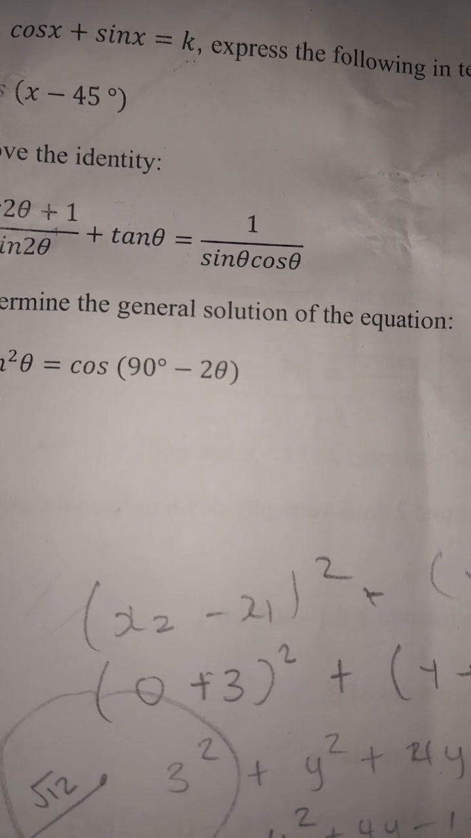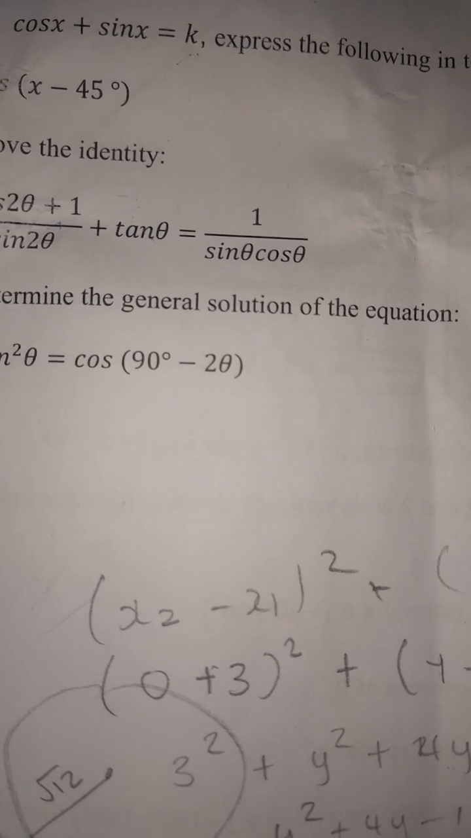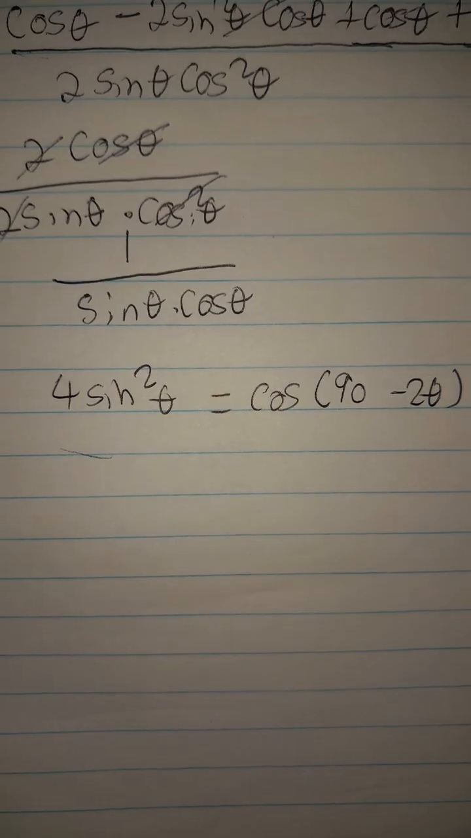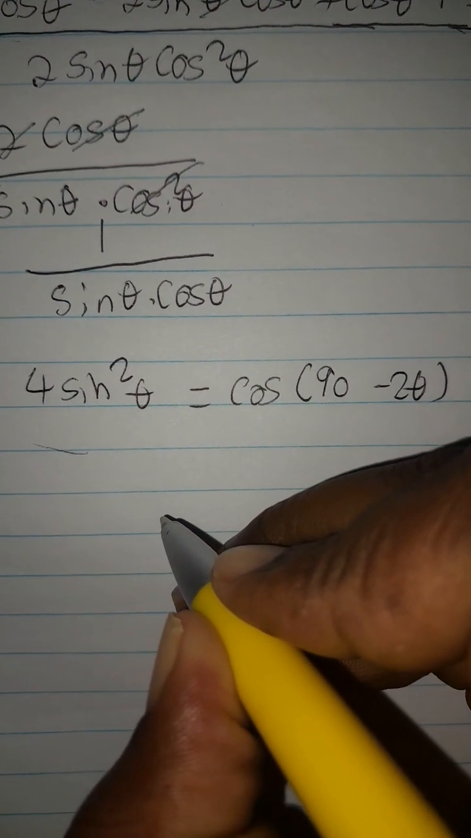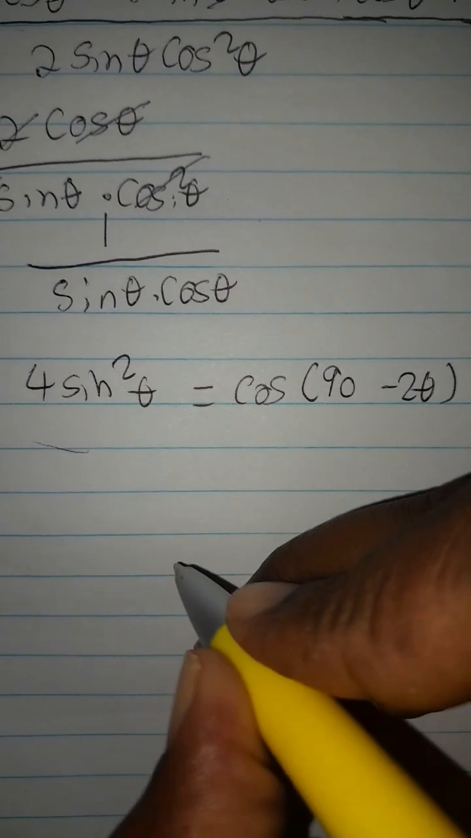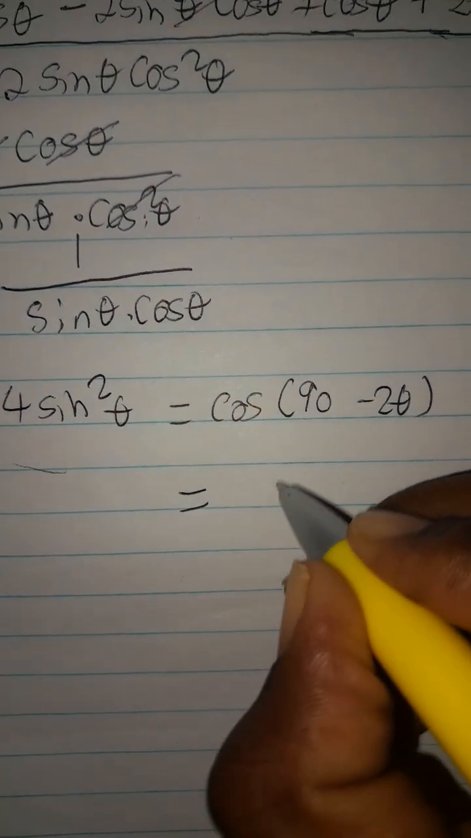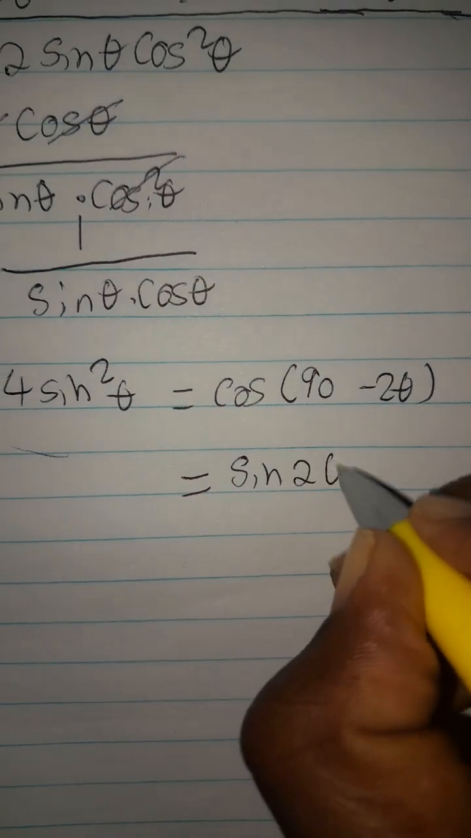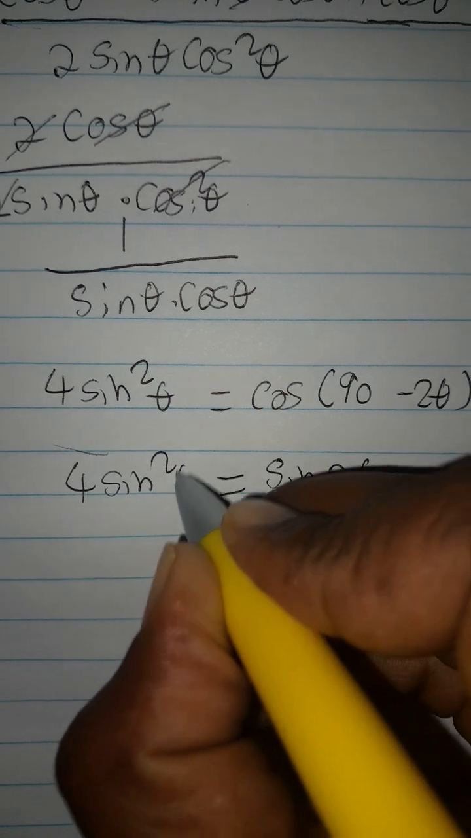Remember, cos(90 minus 2 theta) is a cofunction, so it will change. Remember that we were supposed to determine the general solution of the equation. 4 sine squared theta equals cos(90 minus 2 theta). Cos(90 minus 2 theta) is in the first quadrant, so it will change to sine 2 theta, which is a double angle. So we have 4 sine squared theta there.